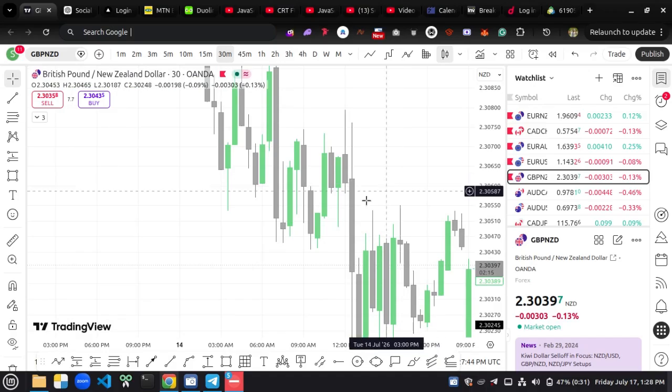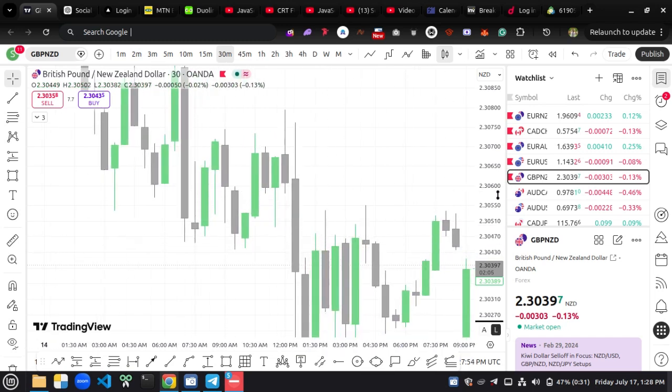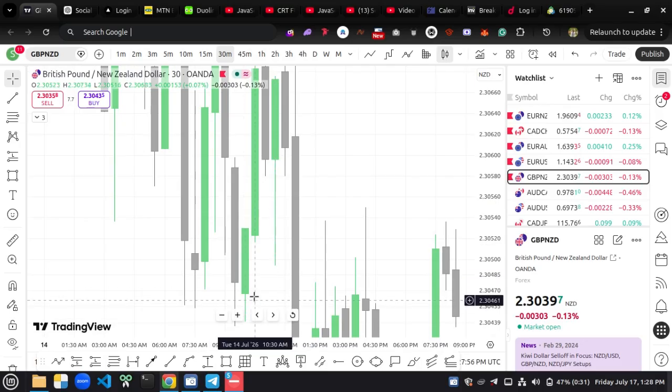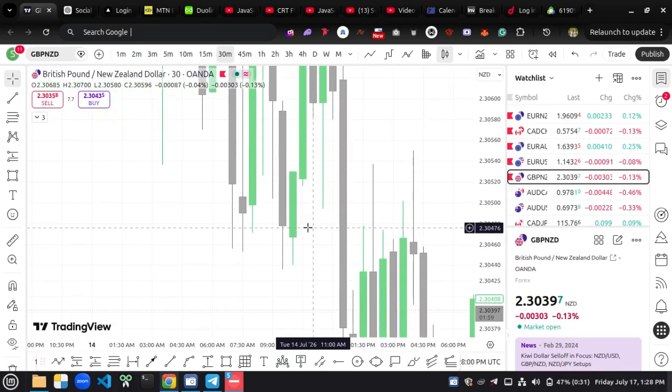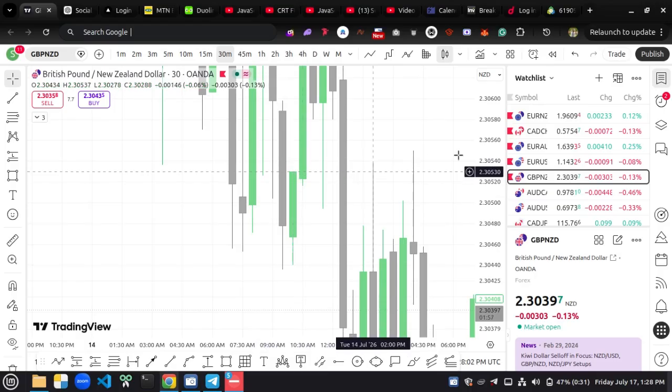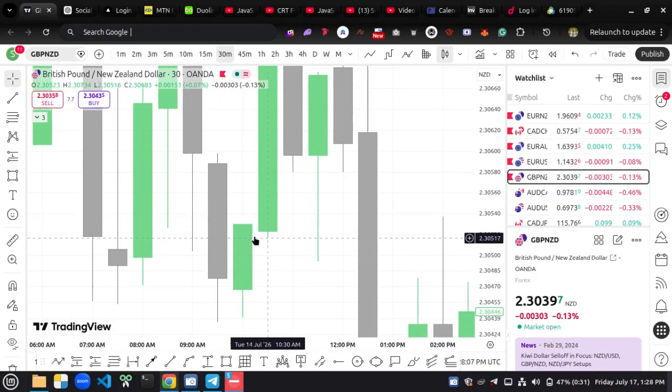For instance, let me start from here. Market opened here, right? I could start from anywhere, but let me start from here. The sellers pushed it a little bit. That's why we have this particular wick. But the market did not stay there, then it closed. You can see this closed without a wick. That means the buyers closed here. The sellers weren't able to push it down. It closed without a wick.